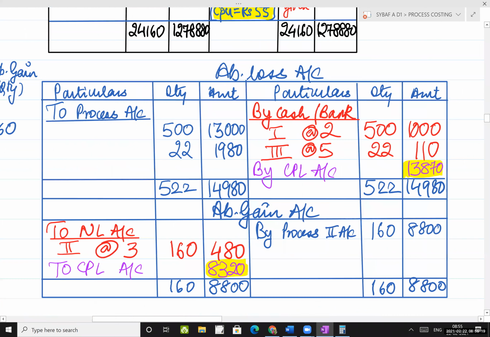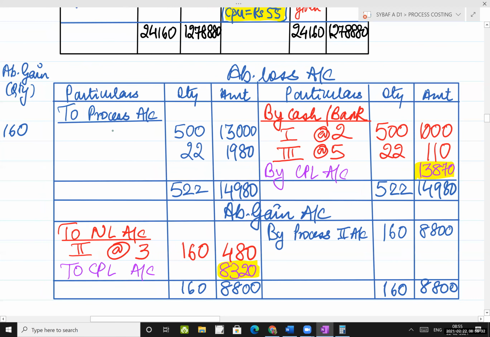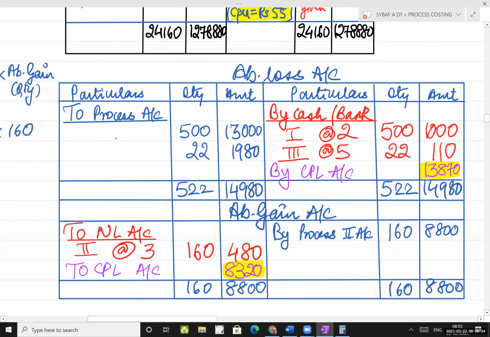Okay, so this account is made, everyone. Abnormal loss and abnormal gain account. It's very simple. You just have to give the second effect. Abnormal loss was there in two ledgers, right? It was in process 1 and process 2. So give the second effect on the debit side. They were on the credit side, right? The first effect was on the credit side. Second effect will be on the debit side. Is it understood?